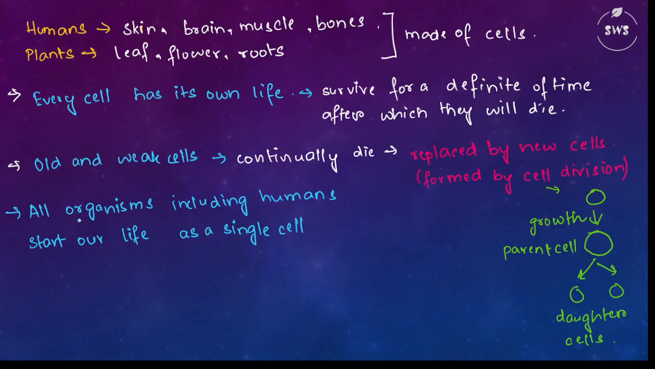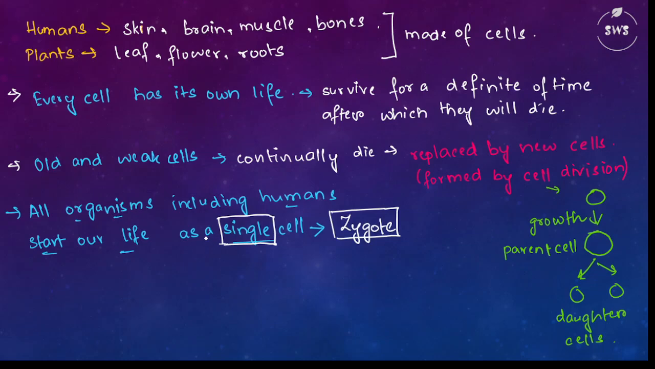Okay. All living organisms, including human beings, start their life as a single cell, and that single cell is called the zygote. How is this zygote formed? Always remember this: all living organisms start their lives as a single cell. Not two, not three, not four, but a single cell.